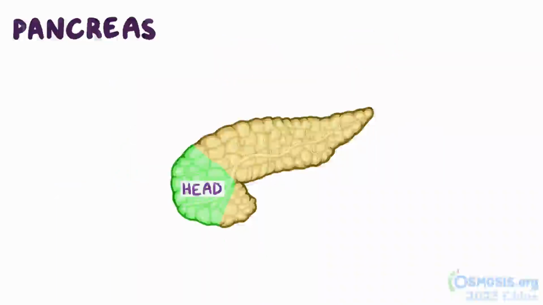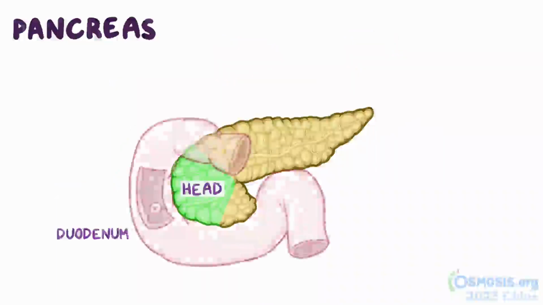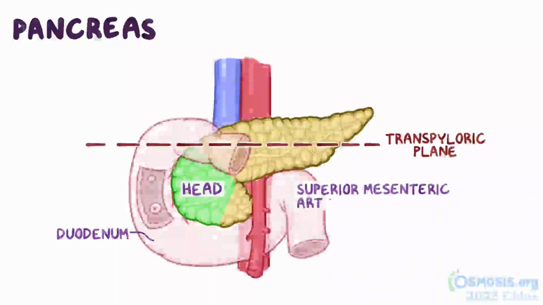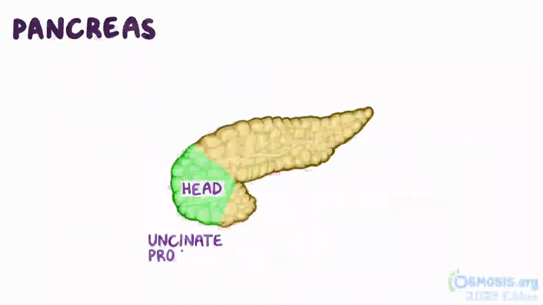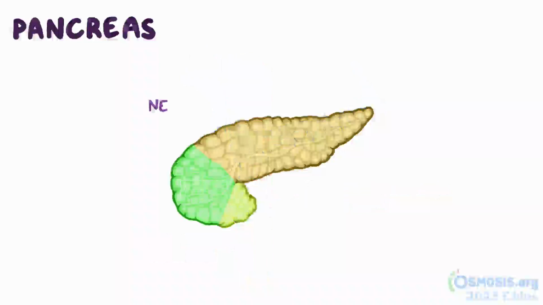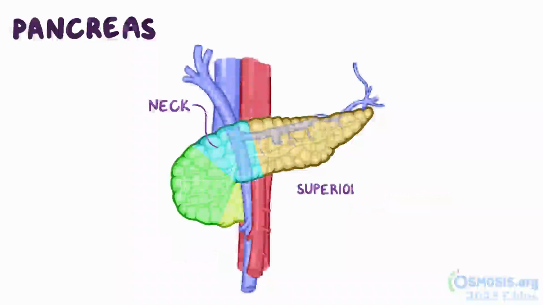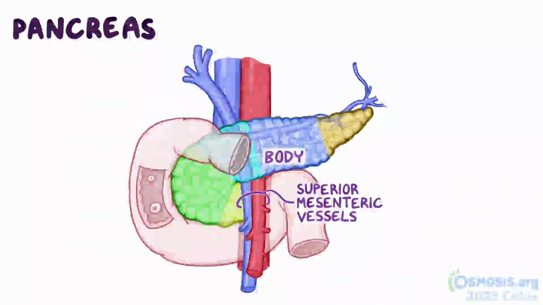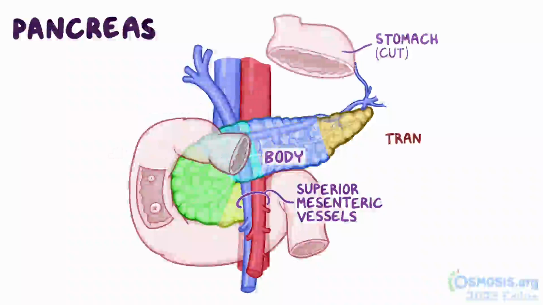Let's begin with the head of the pancreas, which sits within the curvature of the duodenum, just inferior to the level of the transpyloric plane and to the right of the superior mesenteric artery. A small part of the uncinate process projects medially from the inferior portion of the head, posterior to the SMA. Next, we have the neck, which lies anterior to the superior mesenteric vessels and posterior to the pylorus of the stomach. The body lies to the left of the superior mesenteric vessels and posterior to the stomach, continuing just above the transpyloric plane.